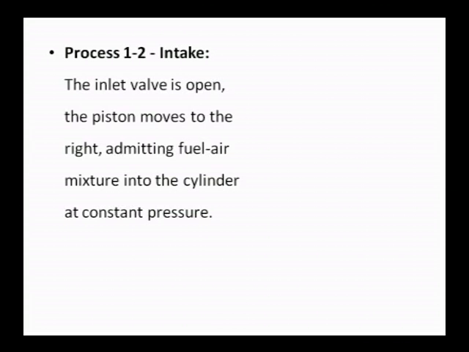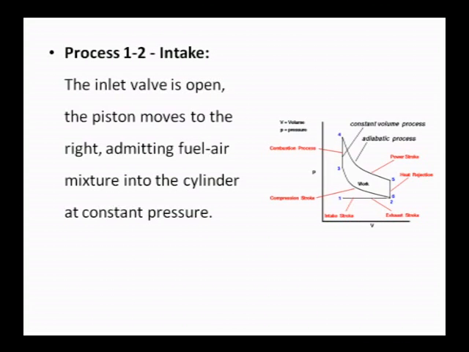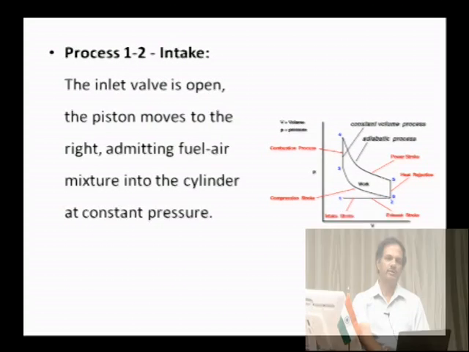Now, process 1-2 is the intake process. The inlet valve opens, and the piston moves to the right admitting the fuel-air mixture into the cylinder at constant pressure. So, this is the intake, the mixture of fuel and air is taken into the cylinder during this process. That is in the case of the spark ignition engine. The spark ignition engine works on the Otto cycle. So, here 1-2 is the air-fuel mixture admitted into the cylinder by the movement of the piston.